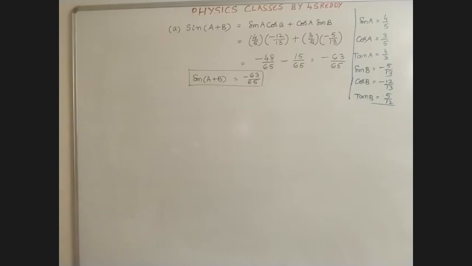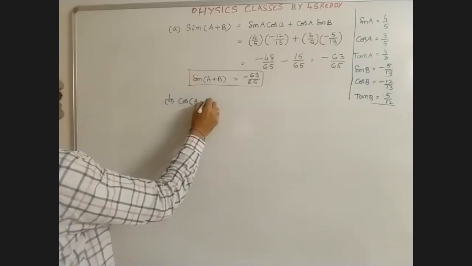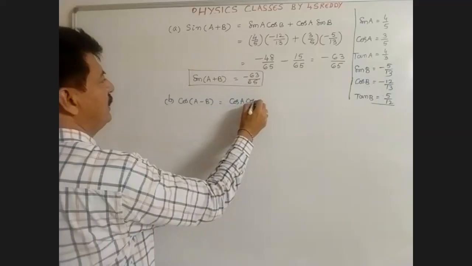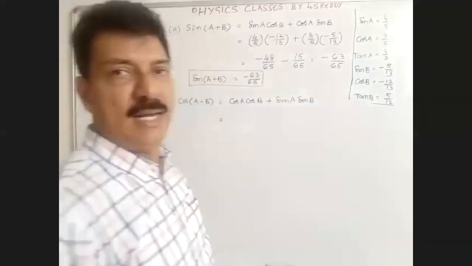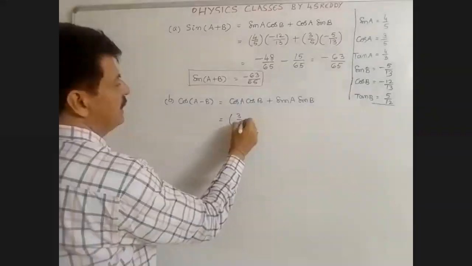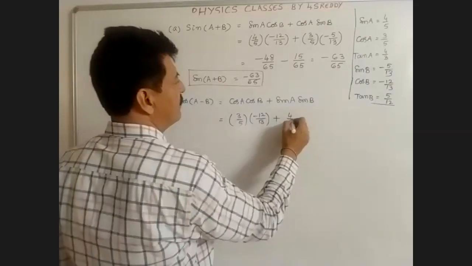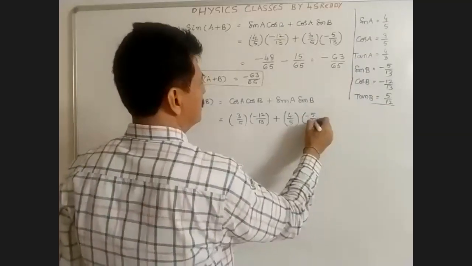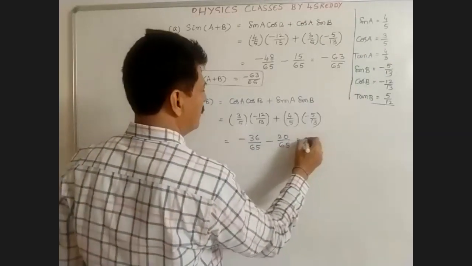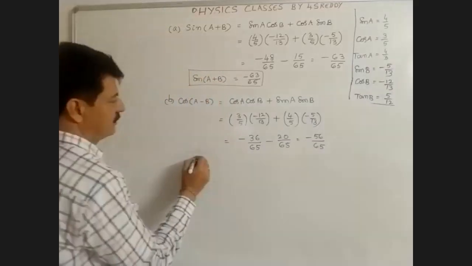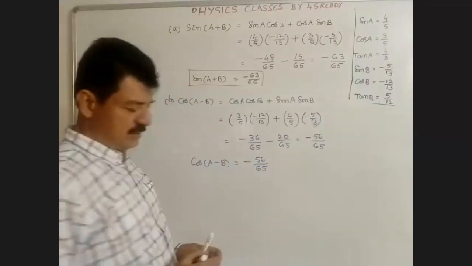What is the second one? I asked, the second one is cos of A minus B. That is cos A cos B plus sin A sin B. Already, what is cos A? 3 by 5. Cos B is minus 12 by 13. Sin A is 4 by 5. Sin B is minus 5 by 13. This gives minus 36 by 65, minus 20 by 65, minus 56 by 65. So cos of A minus B is minus 56 by 65.